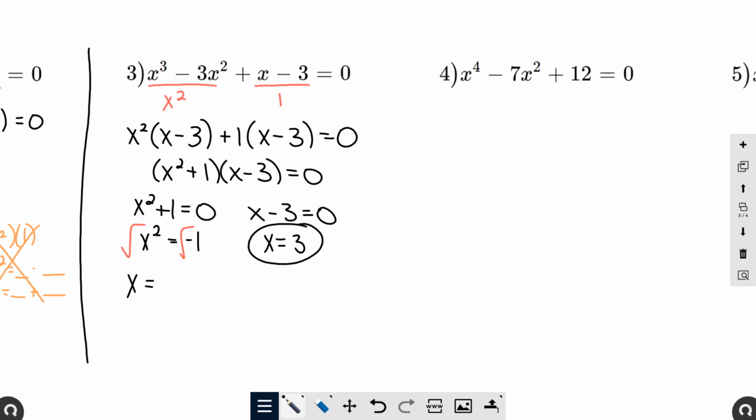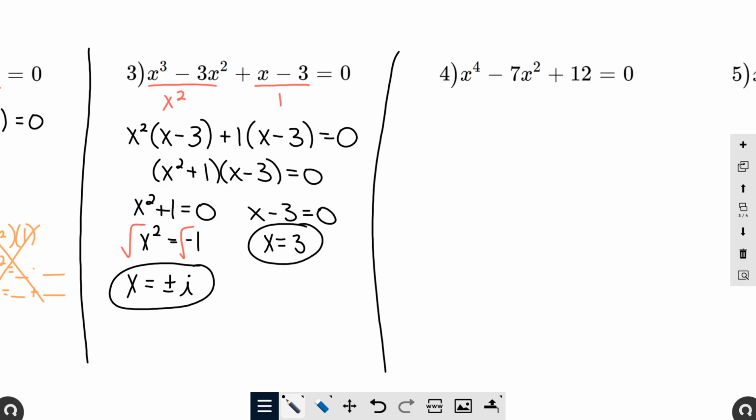Anytime we take a square root, we have to put plus or minus. And it's I. Just I by itself. Square root of -1 is I, that imaginary number. There we go. So if you like factoring and it does factor, use that. If you don't like factoring, you don't have to. You can just go through and do our synthetic division.